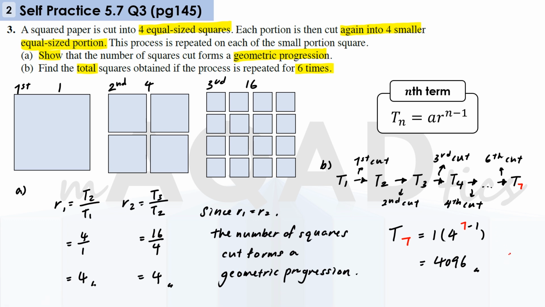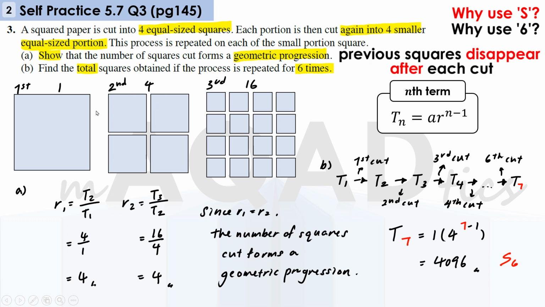But do take note that this answer is different from the textbook answer. The textbook answer is S6. Okay, so there are 2 errors. First thing is, why use S? The second error is, why use 6? For S, like I've mentioned previously, we shouldn't add the number of squares from the previous rounds because they are non-existent anymore. For example, 1 square, if I cut into 4, and if I want to find the total number of squares, I shouldn't add 1 because this one has already been cut.